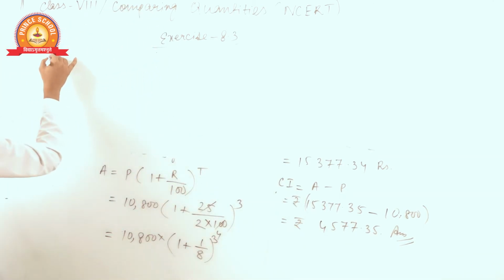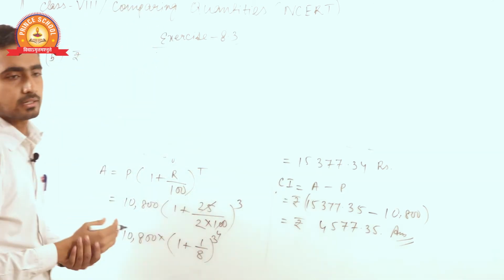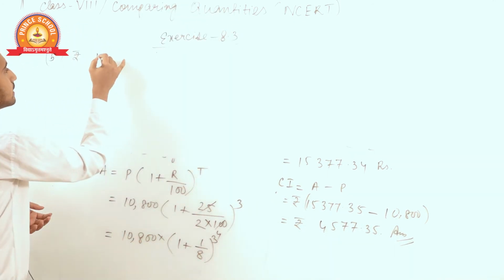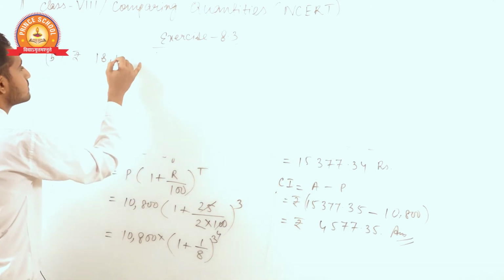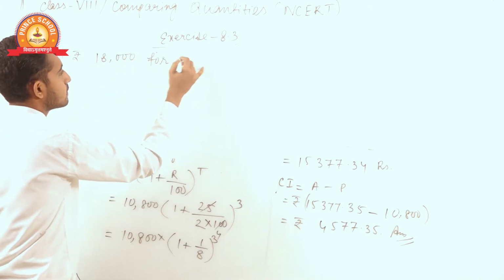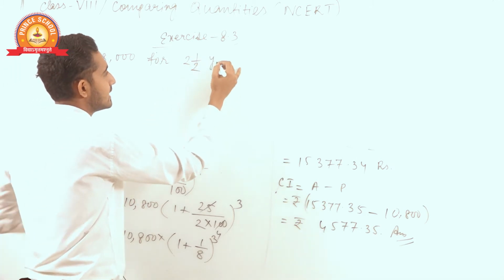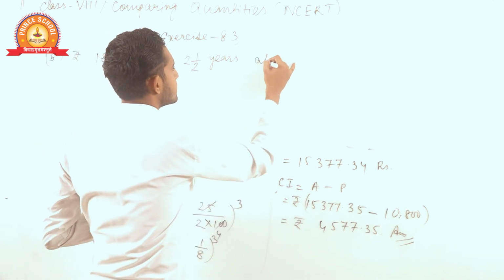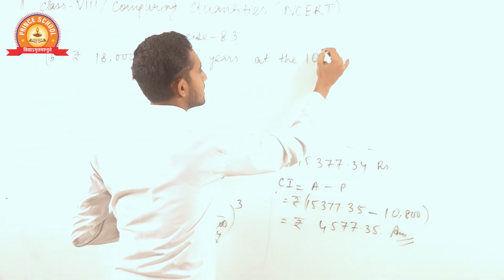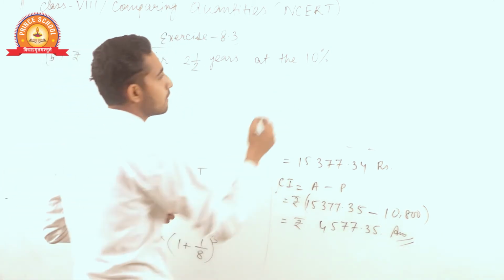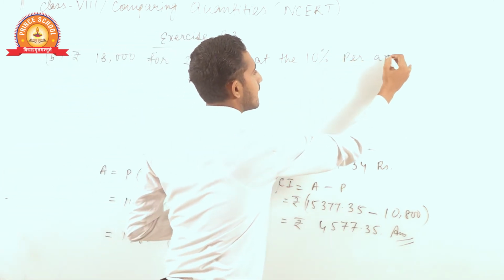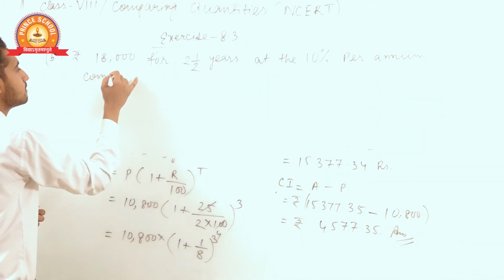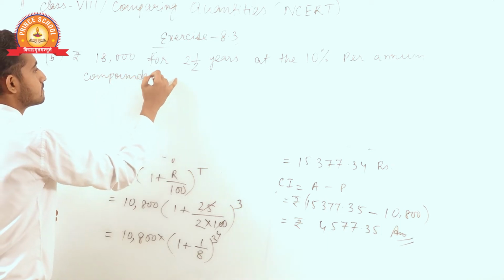Next question, write down: rupees 8,000 for 2.5 years, rupees 18,000 for 2.5 years. That is very important, 2.5 years, at 10% interest per annum, compounded annually.